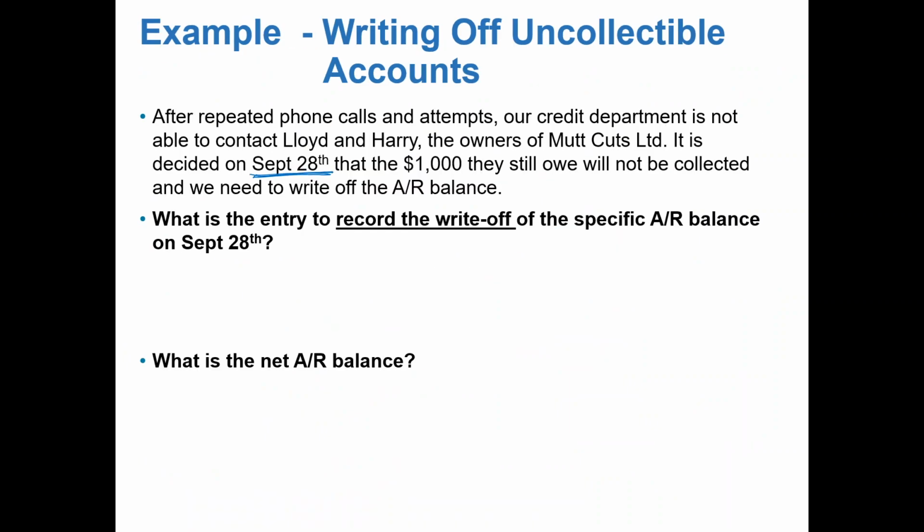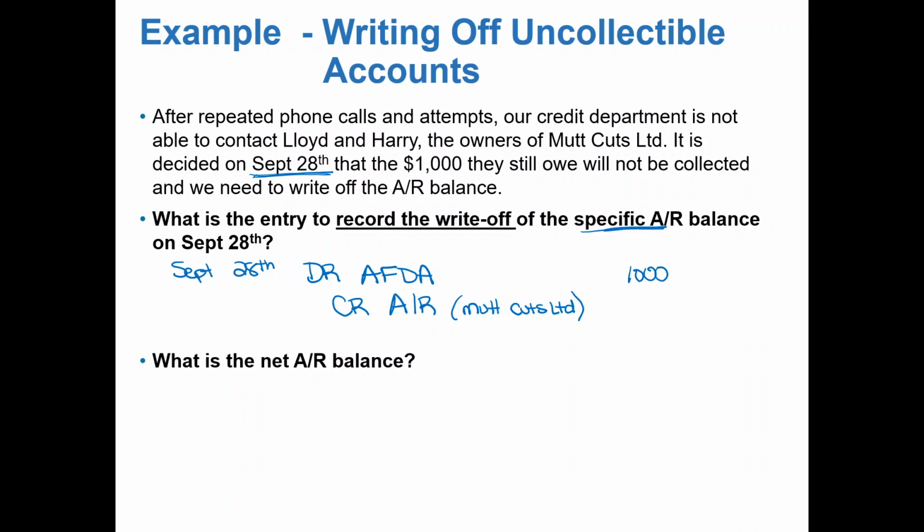So we've decided this on September 28th, and the entry that is done to record the write-off of now this specific AR balance, because we know our customer, is as follows. So September 28th, we're going to debit the allowance for doubtful accounts. And we credit the AR amount. And this would be, we would take it specifically out of the Mutt Cuts Limited AR subledger. And it'll be for the $1,000, as that is the amount that they owe.